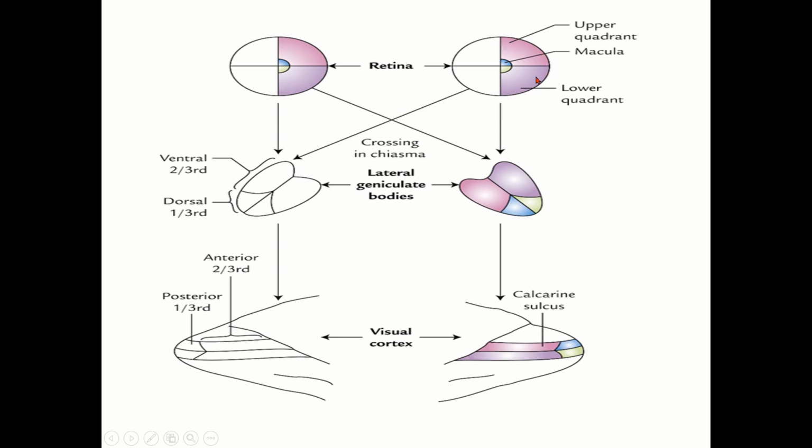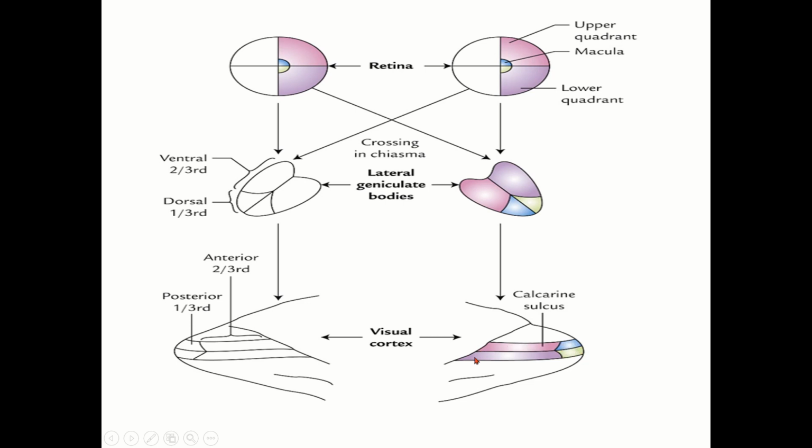You can see this is the field of vision. So this is the peripheral part and this is the central part. So the peripheral part is represented in the ventral two-thirds and the central part is represented in the dorsal one-third. And you can also see the upper part is represented in the medial half and the lower part is represented in the lateral half. And again here, this is the visual cortex.